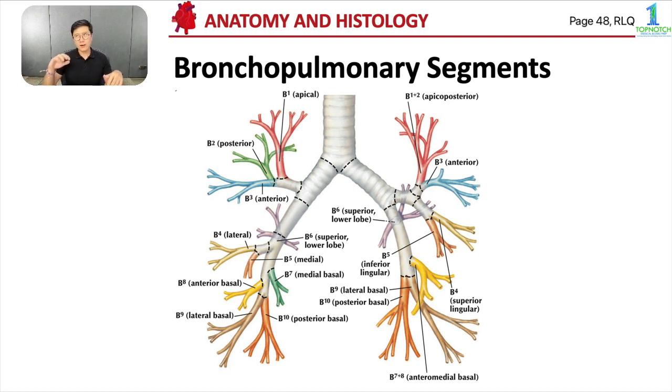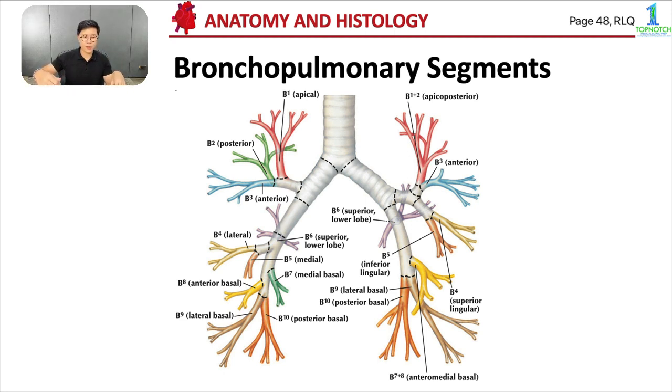So, your middle lobe sa right lung, kapartner niya is yung lingula sa left. So, sa right lung, yung middle lobe, you have the medial and your lateral. While sa left lung, sa lingula, you have your superior lingular and your inferior lingular. So, ganyan. And then, for the lower lobe, parehong may 5.